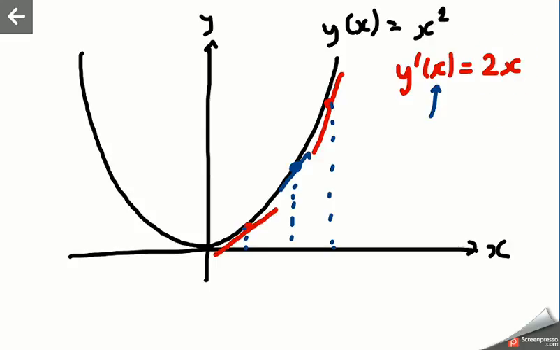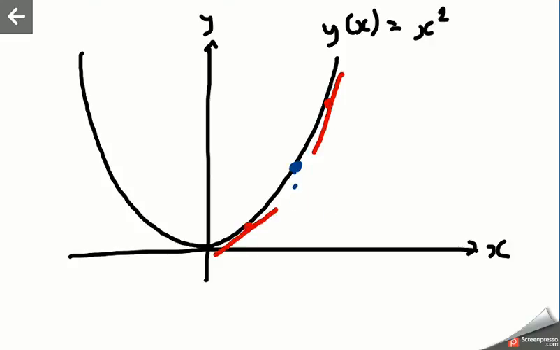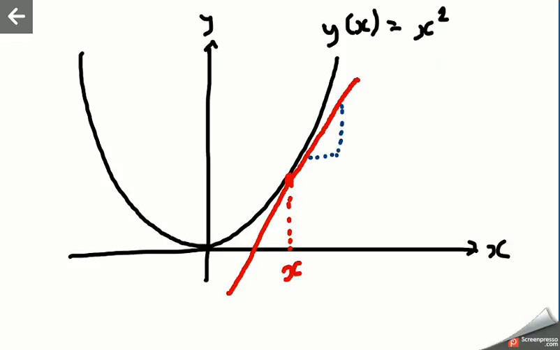Let me draw a new diagram, because this one kind of sucks. I'll just focus on one tangent line this time. Okay, so let's let this point be our x, and then this is our tangent line. So that's x, and that's the tangent line at the point x. Now we know that the gradient of this tangent line, the rise divided by run, is equal to 2x.